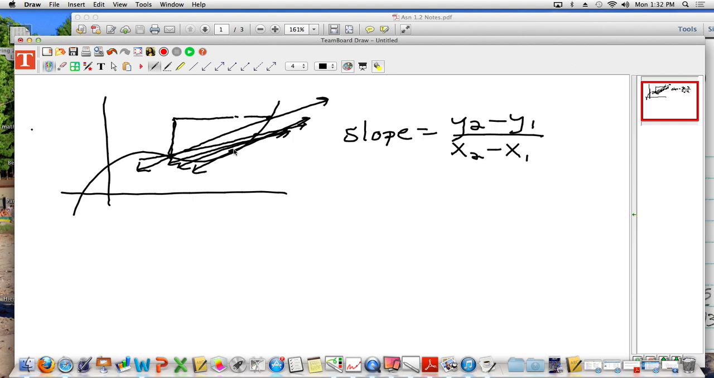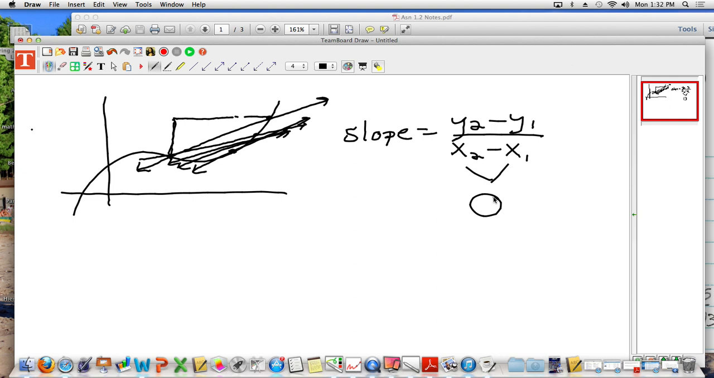But the problem is, at just that one point, your x value doesn't change at all. And if your x value doesn't change at all, the bottom right here is going to have a value of what? It's going to have a value of 0. And what happens when you divide by 0? You can't. You're going to have an undefined fraction. So that's when we need to start talking about limits.